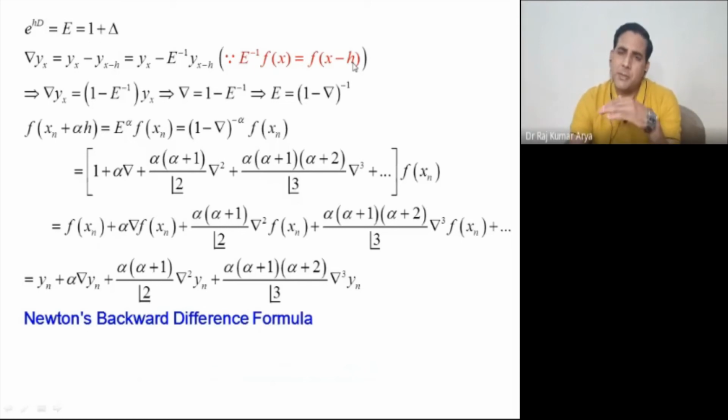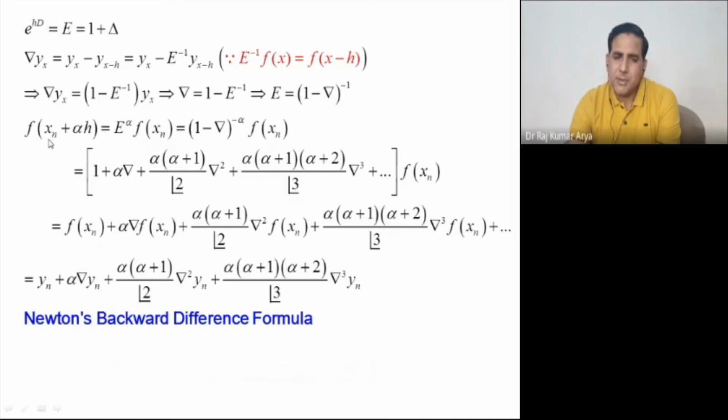Whenever you put E to the power minus, you are going to the back side only, the back shift operator. So finally you got the backward difference ∇ of y(x) is 1 minus E to the power minus 1. If you substitute that, practically you get E equal to 1 minus ∇ to the power minus 1.